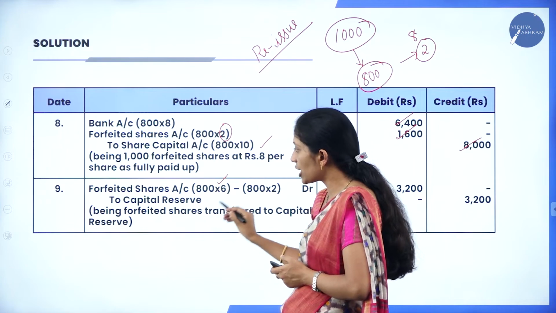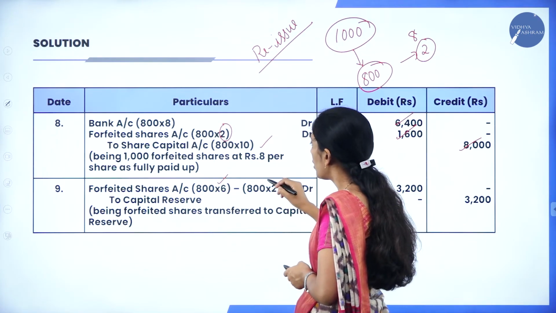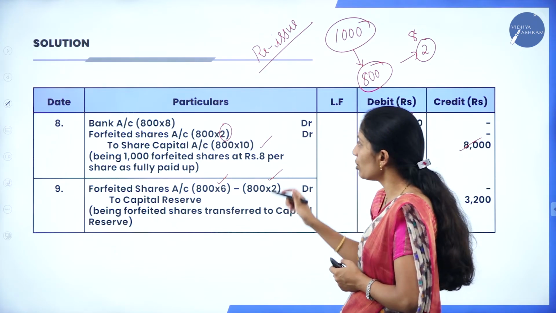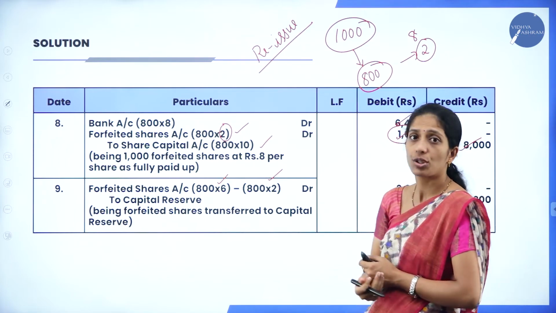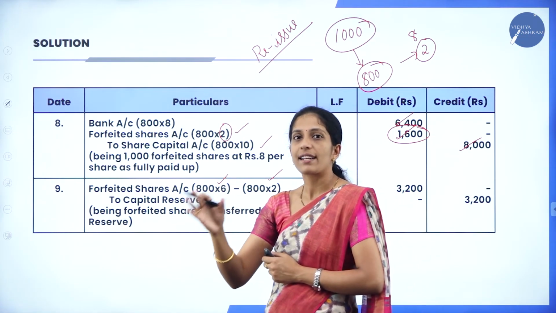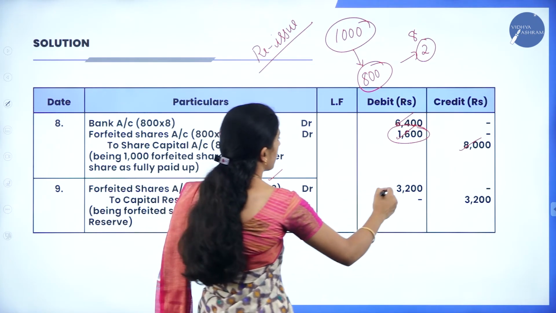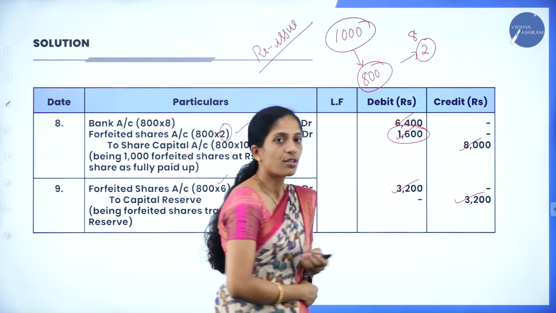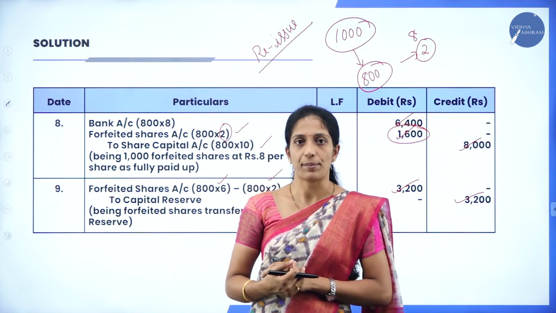Out of these reissued shares, how much have they actually received? 800 into 6 minus 800 into 2. So this amount 800 into 2, they have reissued at a discount. So that difference amount will be transferred to capital reserve, that is 3,200. So what would be the narration? Being forfeited shares transferred to capital reserve.